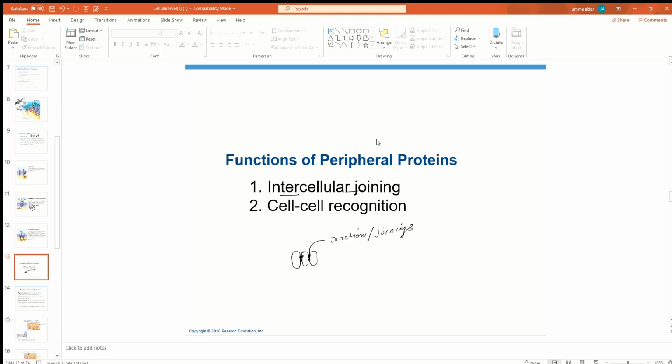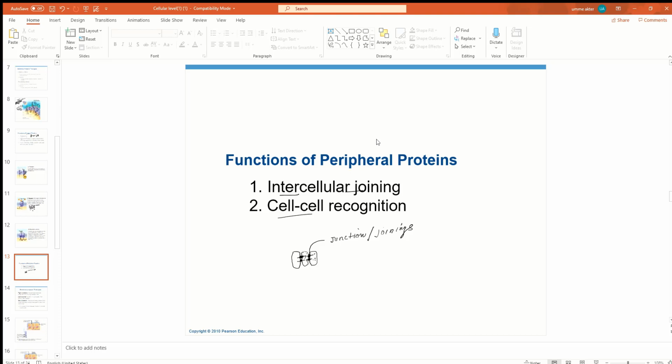Also, some peripheral proteins have channels, or openings or pores, so the chemicals can go from one cell to the next cell. So holding them together, as well as some peripheral proteins have channels, so the fluid can go from one cell to another.